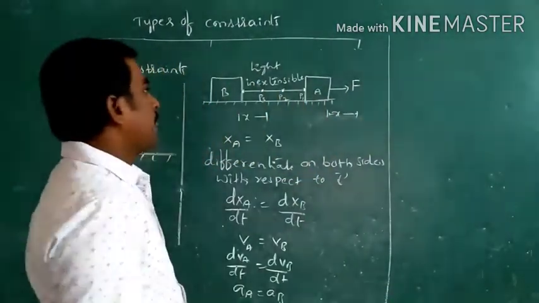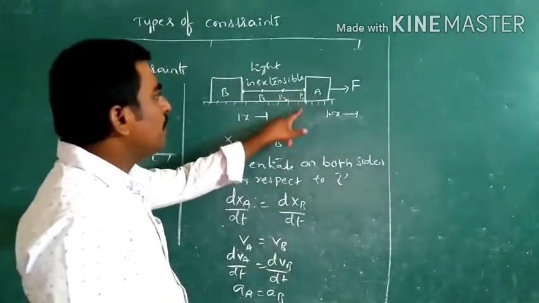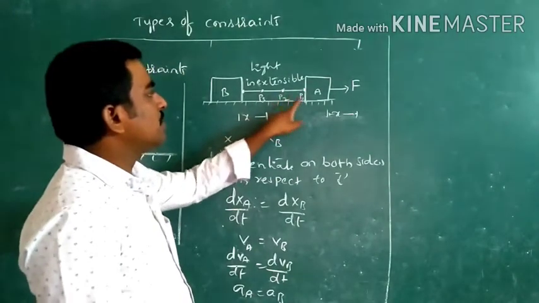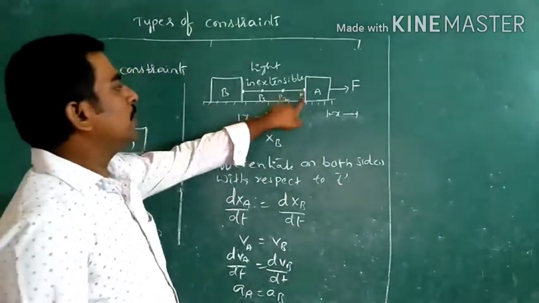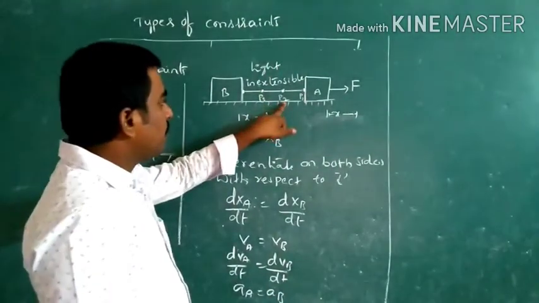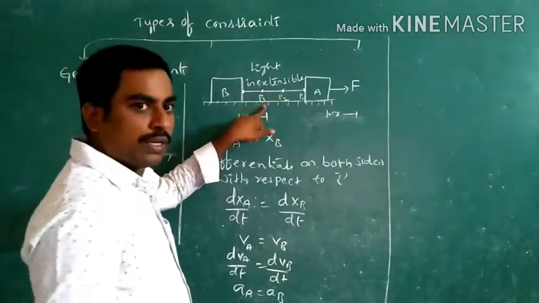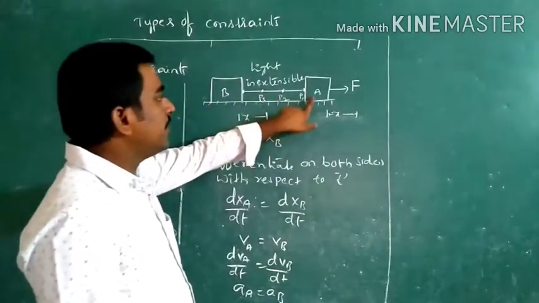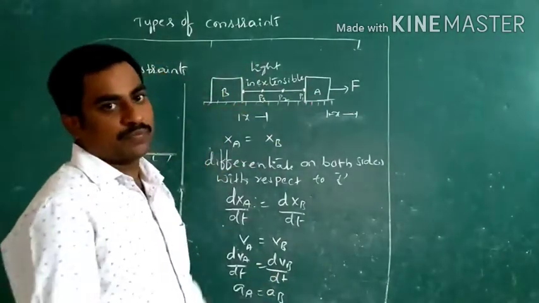Okay, remains constant. Here, the relative velocity between particle P1 and P2 is equal to 0. The relative velocity between particle P2 and particle P3 is 0. The relative velocity between block A and block B is also 0.